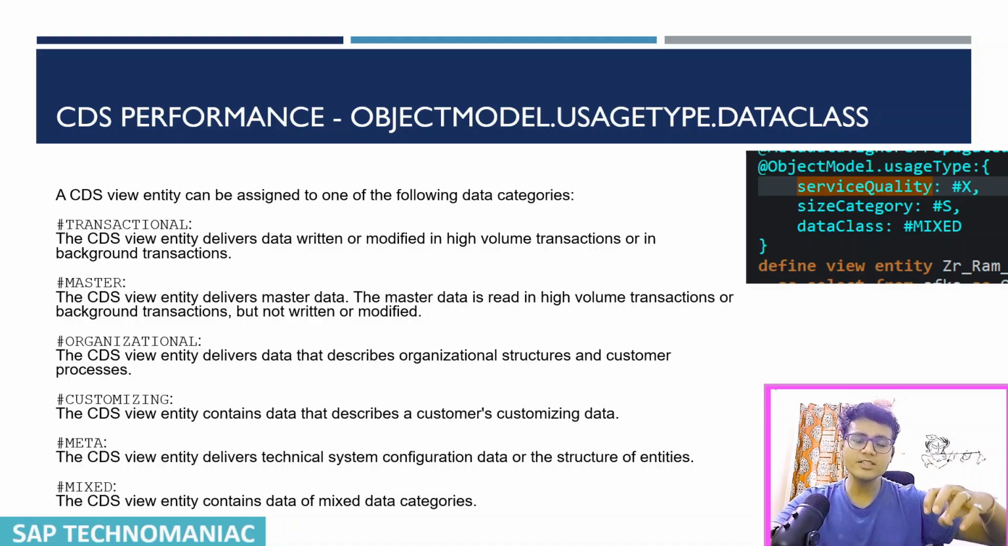If you are fetching data from multiple tables, where some are transactional, some master, some organizational, some customizing, or any combination of them, then we have to use the mixed data category. So these are the data categories, and we already know all these things. Now, based on this, when you provide this detail in the CDS annotation and the view is executed on the database, if you have given only transactional data, then the system already knows this is transactional data, that it changes frequently, and that it will be stored in this particular area only.